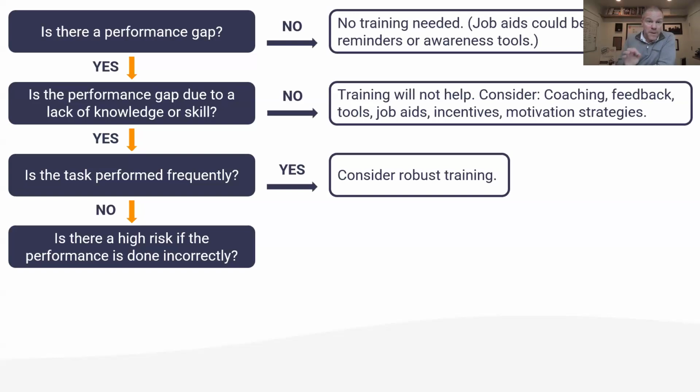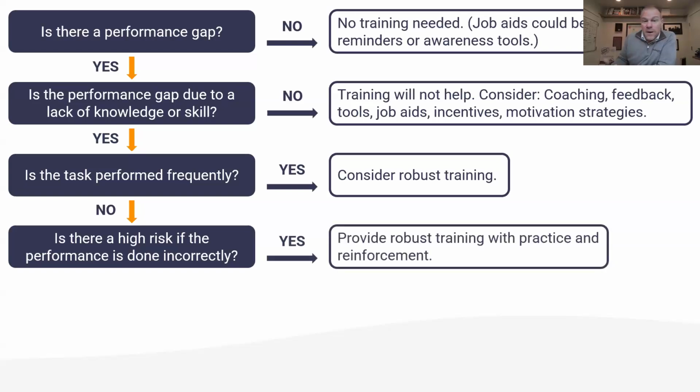If there could be big problems, even though they don't do it a lot, they're going to need to know how to do this. We need robust training, and we probably need some other things. We probably need some practice, some reinforcement between when they've been trained and when they actually have to use it. So if there are other things we can do to help people in that high risk area.